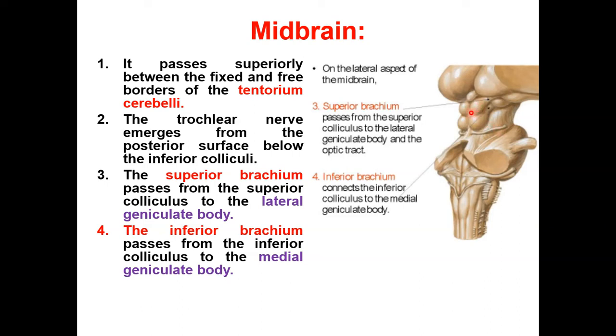This superior colliculus is connected with the lateral geniculate body via this structure known as the superior brachium. These are the white matter, and this inferior colliculus is connected with the medial geniculate body, via the inferior brachium.